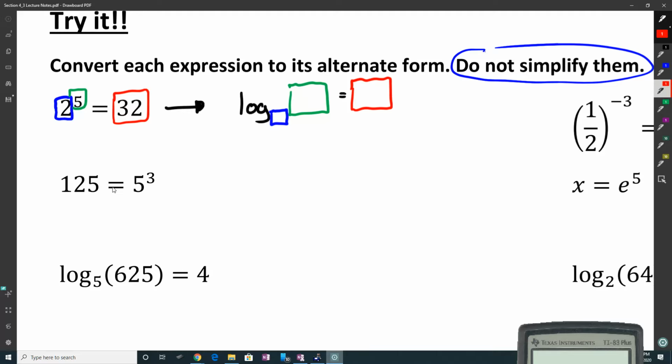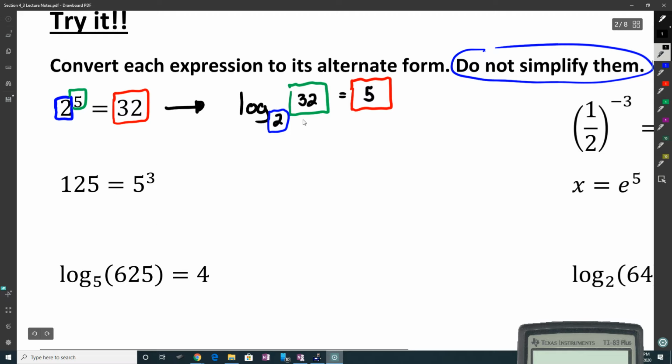All right. The base stays the same. So the base was a 2. This stays a 2. The inside, which is the exponent, becomes the answer. So this becomes a 5 as an answer, whereas the answer goes on the inside.